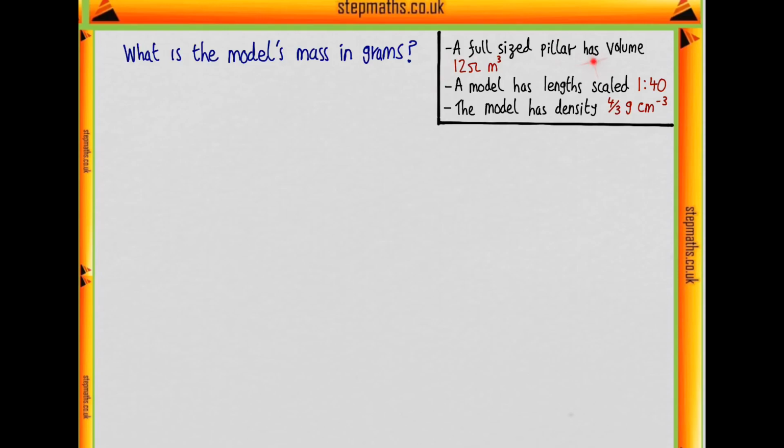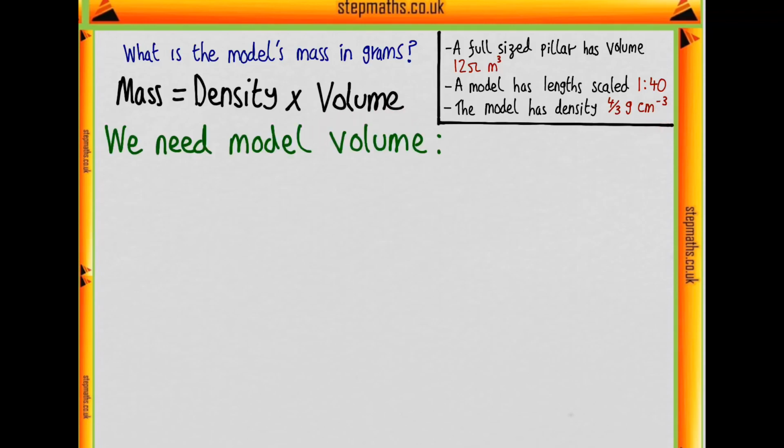So how do we start? We've been given all this information. How does it all relate? Well, first things first, what's the equation relating these quantities? Mass, density, volume? Well, this. This will be very important for everything we're going to do. And we're asked to find the model's mass in grams. What do we already know about the model? We know the density of the model. So all we need is the volume of the model. So let's try and go about that.